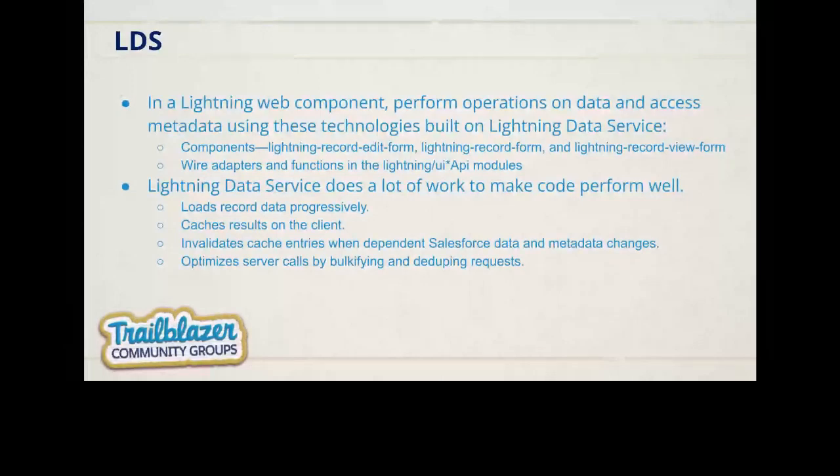So look at the first one, Lightning record edit form. The name says it all. It will give you the edit form for whatever object and record ID you provide. The next one is the record form, which works both ways. It has the edit and the view capability. And the next one is the Lightning record view form, which will only allow you to read the record details. You only have to provide the object API name and the record ID. That's it. The rest of the stuff will be handled by Salesforce Lightning Data Service itself.